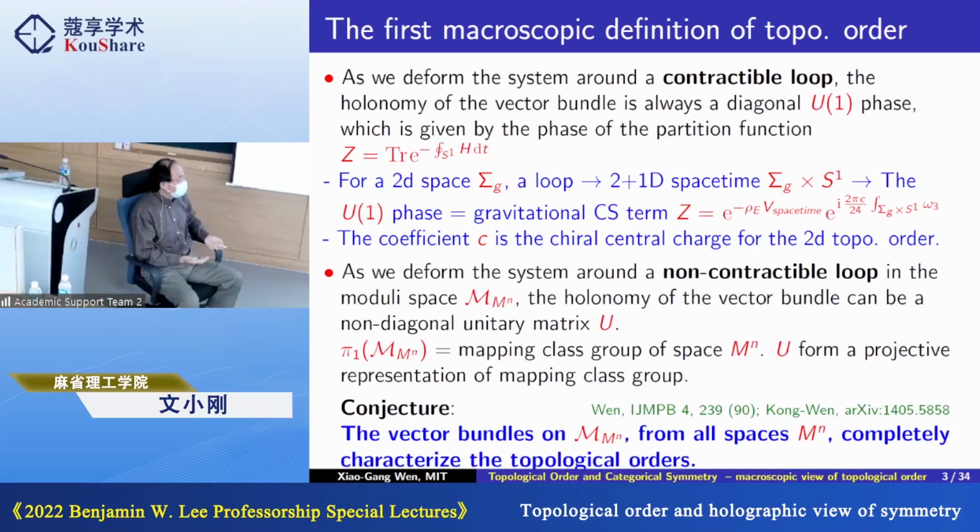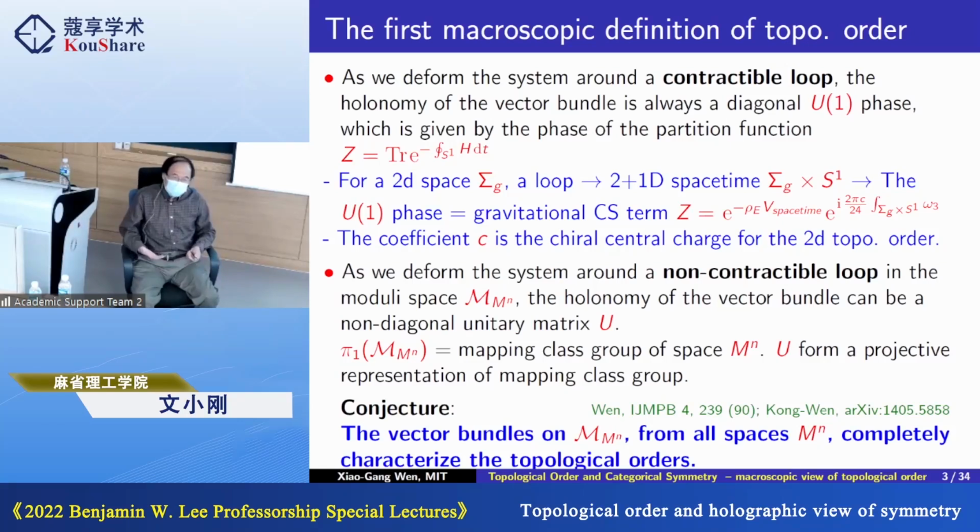The claim, or maybe conjecture, is that the vector bundle on this moduli space completely characterizes topological order. This is still a conjecture. We don't know whether it's really true or not. So here I want to say the following. There's a weaker version of the conjecture. It means this space manifold is a torus. Yeah, that's a more familiar mapping class group.